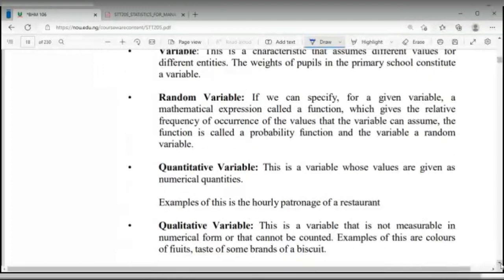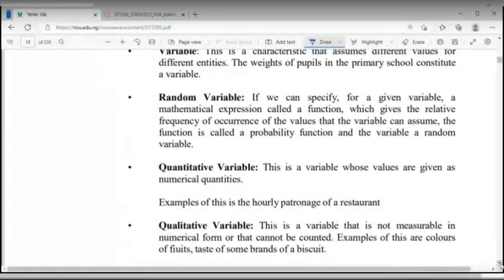Then we have what they call a quantitative variable. This is a variable whose values are given as numerical quantities. An example of this is the hourly patronage of a restaurant. So it is a variable whose values are given as numerical quantities.